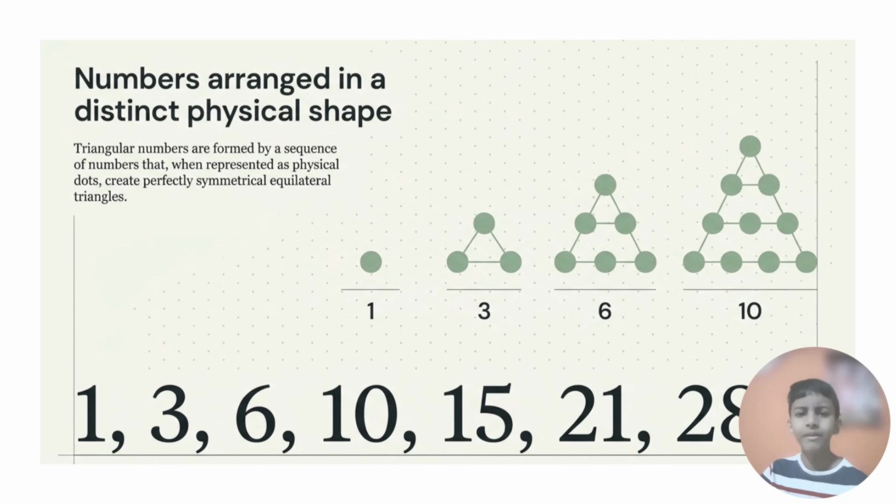Start with 1, then add the next counting number. 1 plus 2, which is 3. Then add 1 plus 2 plus 3, which is 6. Then keep doing that until you get the next triangular number. Pretty easy, right?